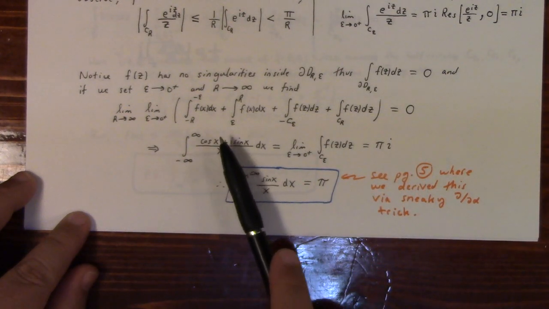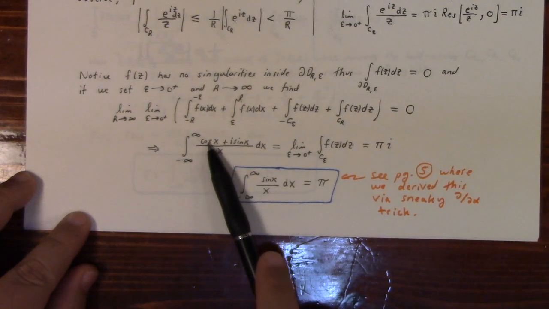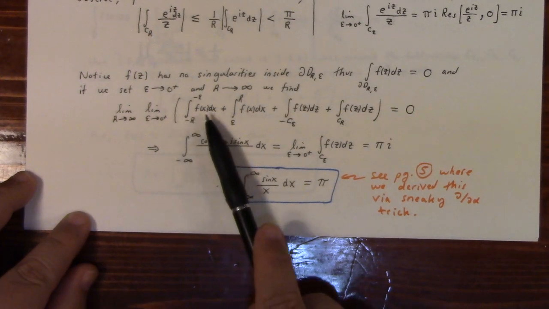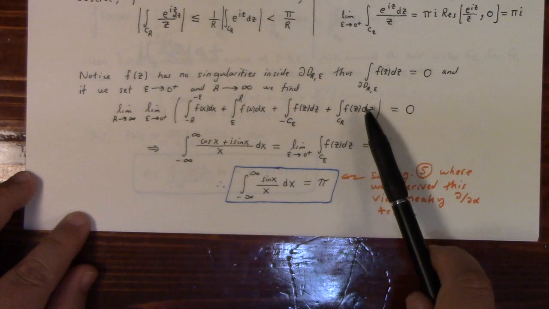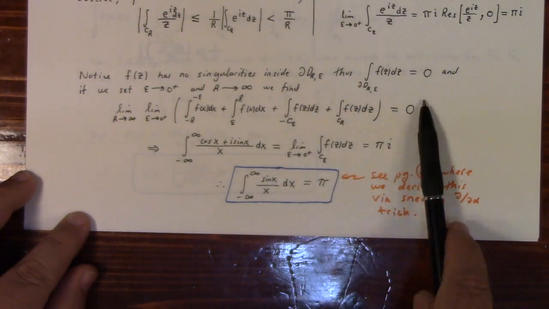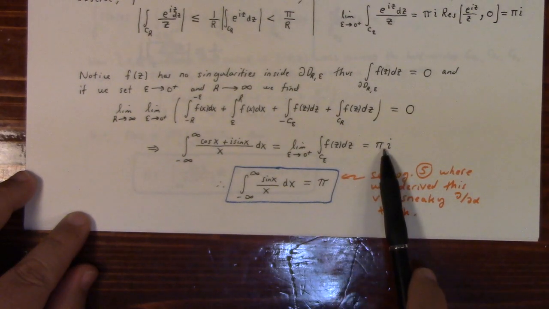But what that's giving us is the integral from minus infinity to infinity of (cosine x plus i sine x) over x, from these pieces here. And the r piece goes to 0. This other piece, I moved it to the other side to make it plus the epsilon, right? That gives us pi i.